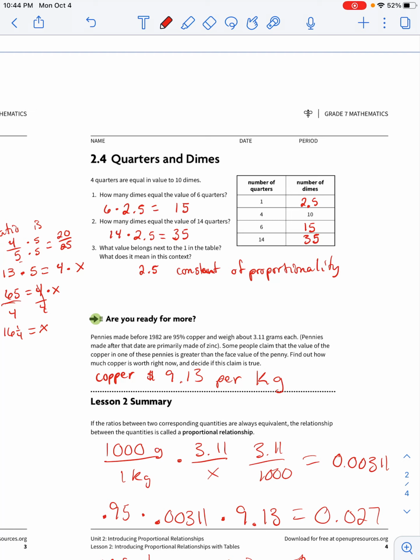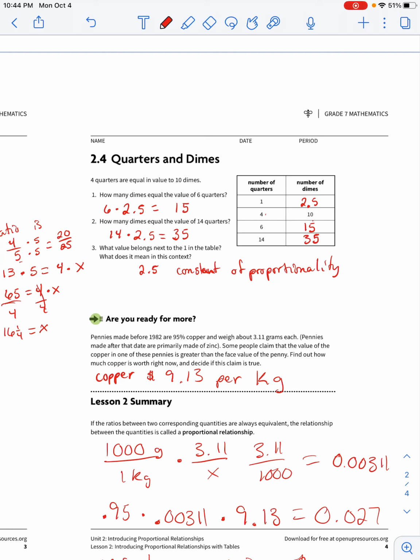Okay, likewise for 14, we know that for every 4, there is 10. So 4 times 3 would be 12, so that would be 10 times 3, which would be 30. And then you have 2 more quarters, right, which is 50 cents. So there's 5 more dimes plus the 30. So it's 14 to 35.